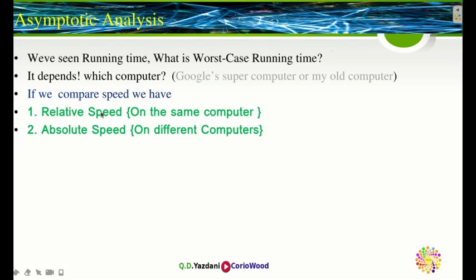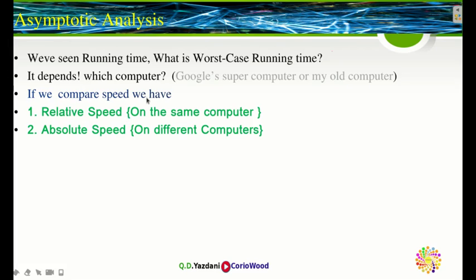If our algorithm doesn't run on every computer, then we say that's a relative speed. And when our algorithm runs on every computer, I mean every device and every machine, then we say that's the absolute speed. So we have two speeds in asymptotic analysis.